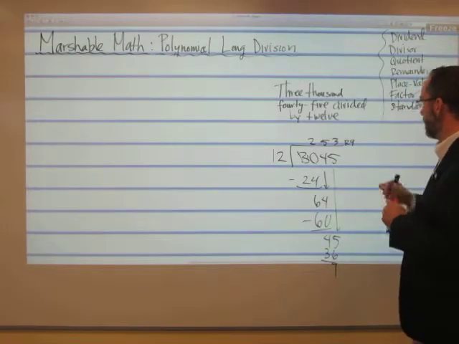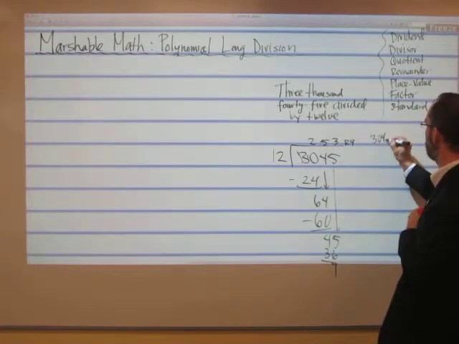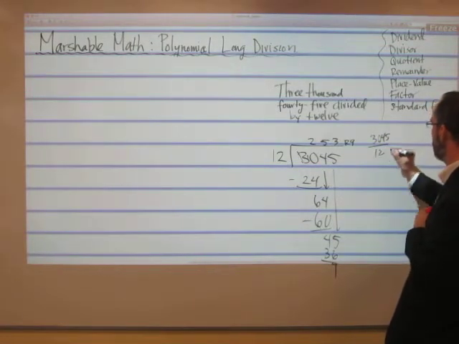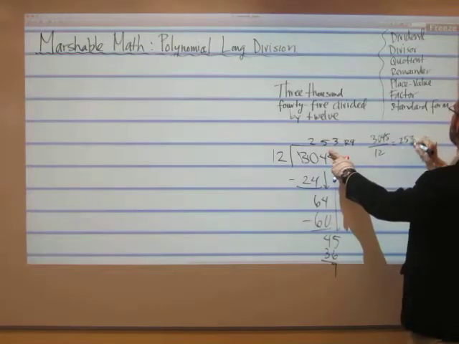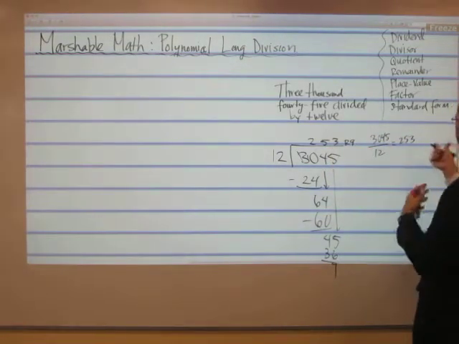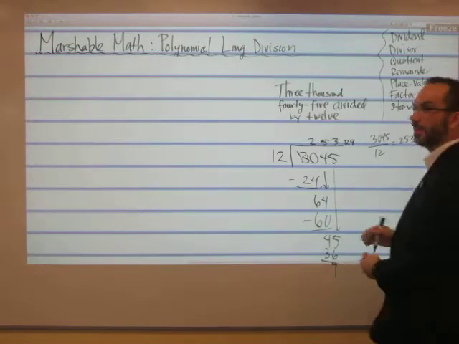So what does that mean? That means that 3,045 divided by 12 is equal to 253, remainder 9. How do I write that? Can I say plus 9 over 12, right?